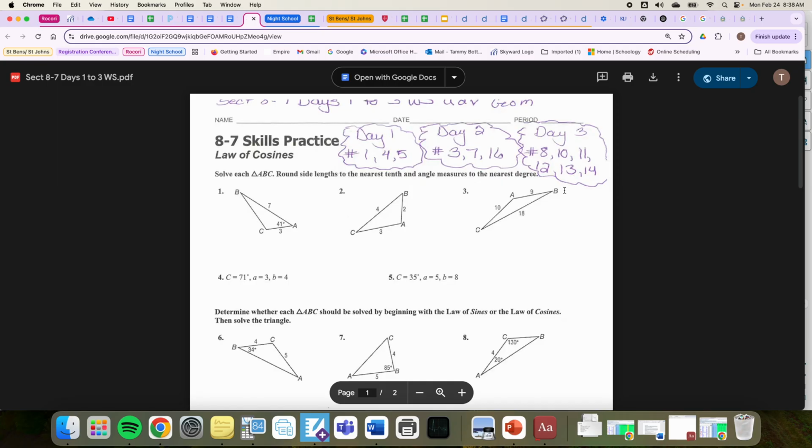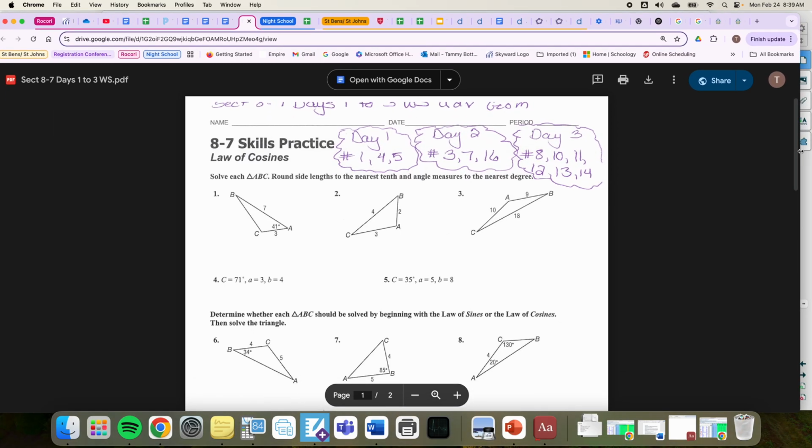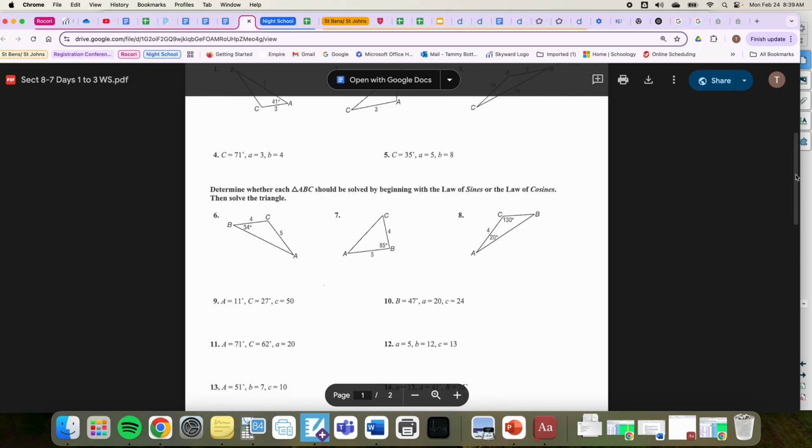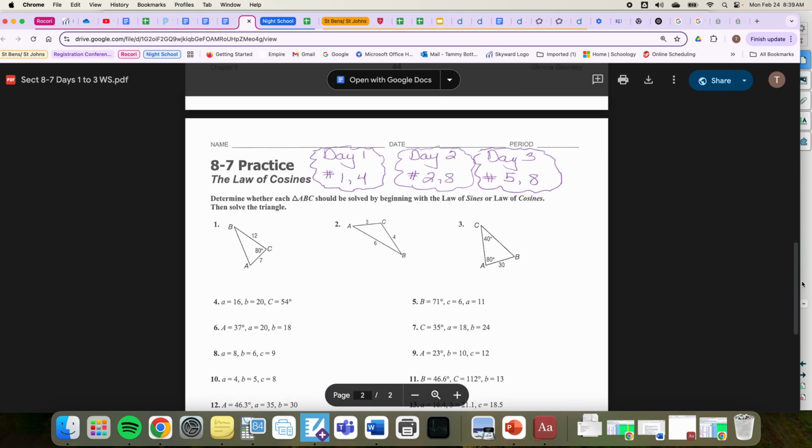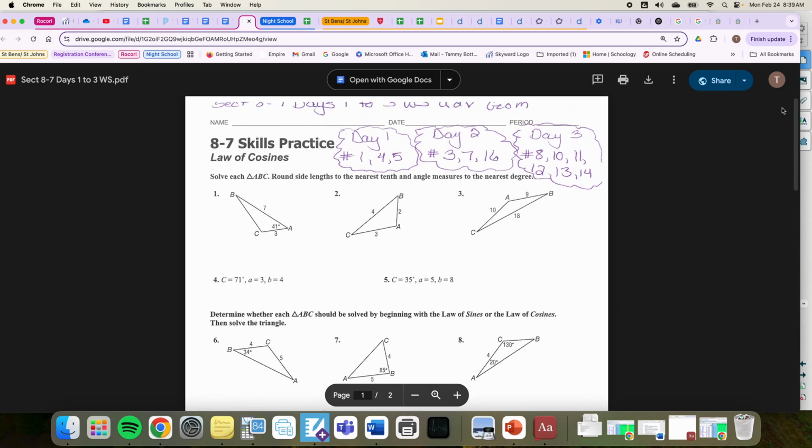So, when you guys look at this, on the second side, here it is. Notice for day 3 and day 2 on the second sheet I assigned number 8. You don't have to do it today, so on the second side you're only doing number 5. Okay? Everybody got that? So on the front side you're doing 6, and on the back side you're doing 1.